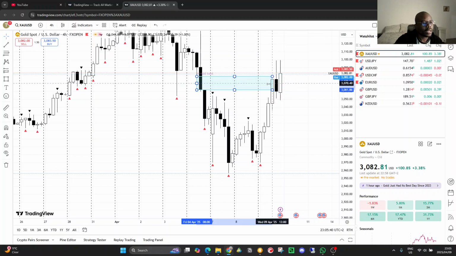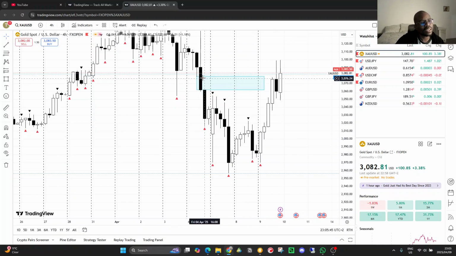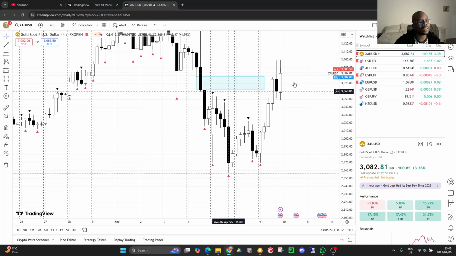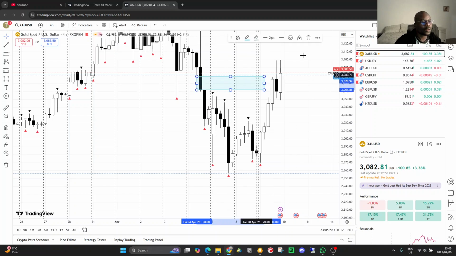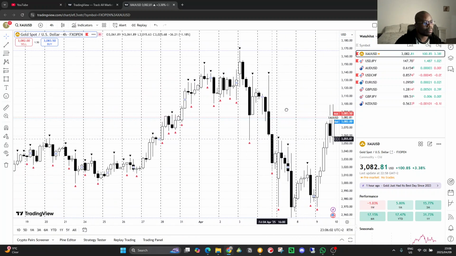So the power of knowing fair value gaps, right guys, it gives you an advantage to know that, okay, you can mark off these levels in the market and then at a lower time frame wait for your confirmations and then you can trade these zones, right? So why do we need to mark these levels? I'll just give you an example.